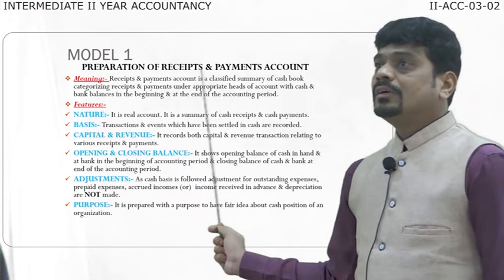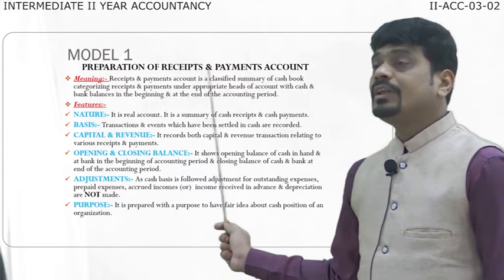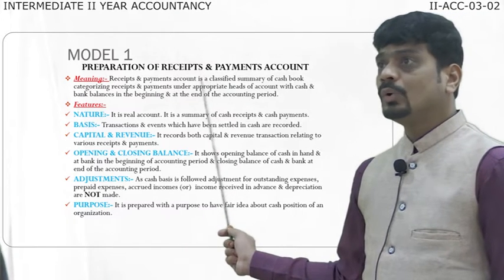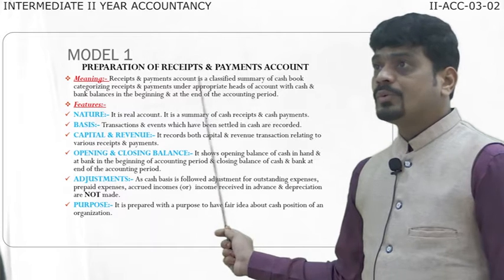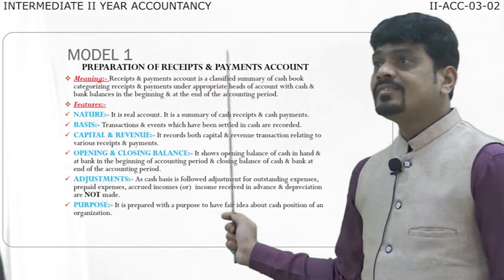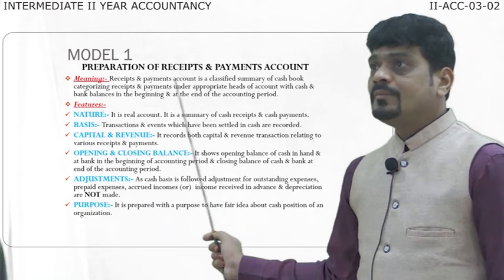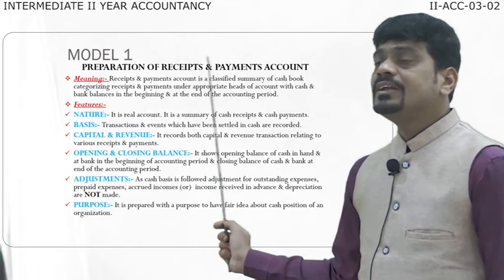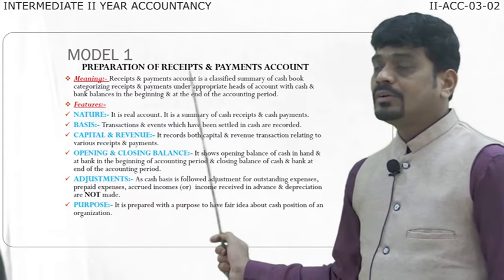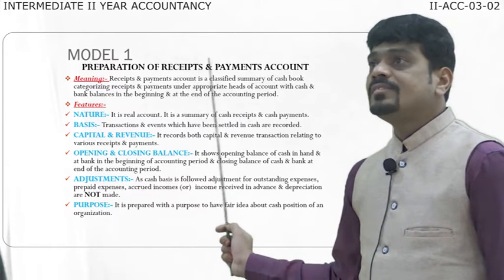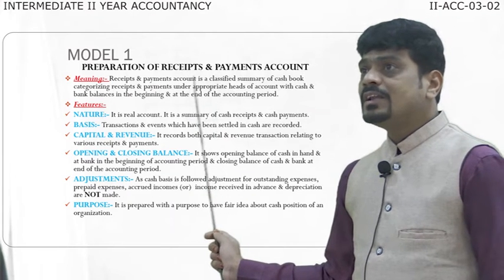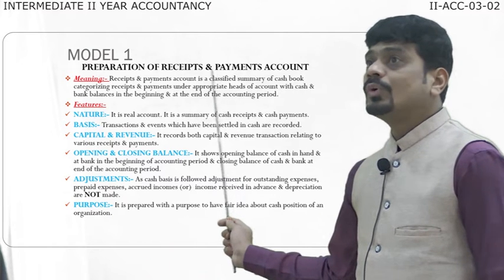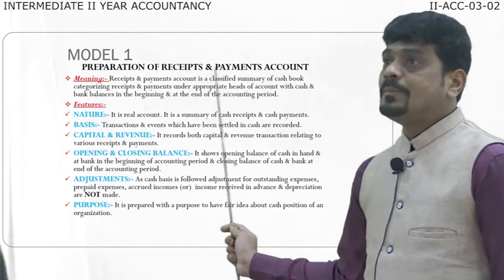Before learning the preparation of receipts and payments account, it is very important to know its meaning. In very simple language, if you go back to your first year accountancy, there you have studied the single column cash book. That single column cash book is, from the non-trading concern point of view, what we call the receipts and payments account. So, what is the meaning of receipts and payments account?